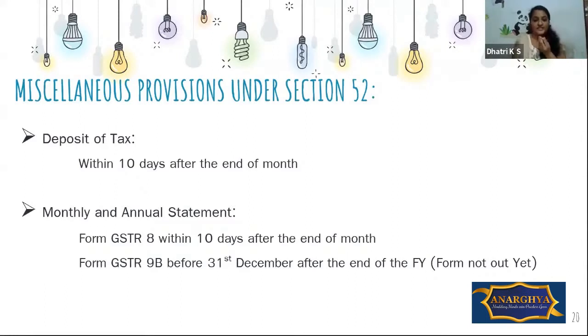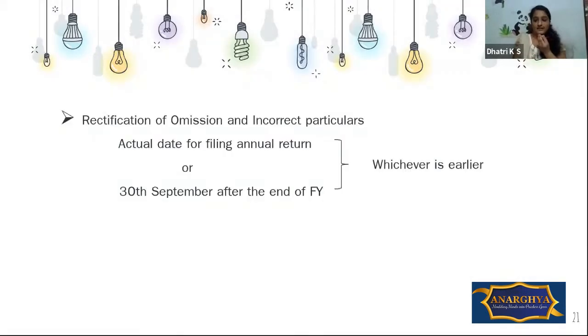However, the format for the same GSTR 9B is not out yet. Next, while filing this monthly return and annual return, it may so happen that the electronic commerce operator might omit some items, or he might provide some incorrect particulars. So in such cases, an option is given to him to rectify those omissions and incorrect particulars. But they have provided a time limit within which such rectification should be made.